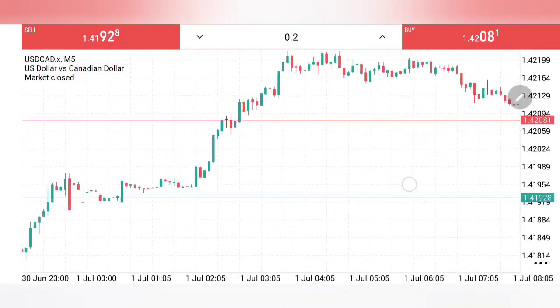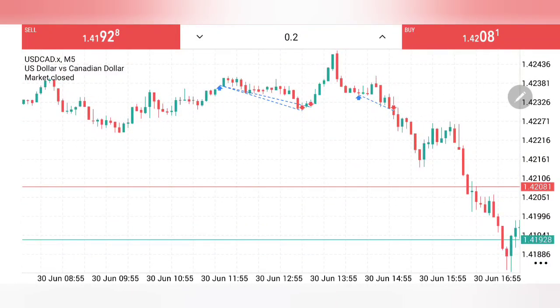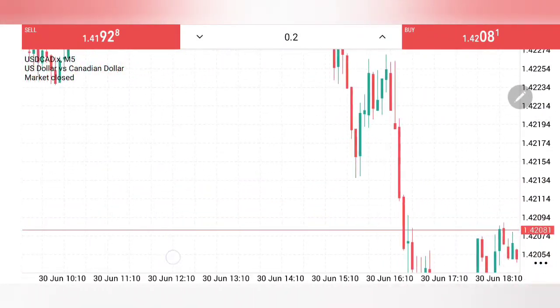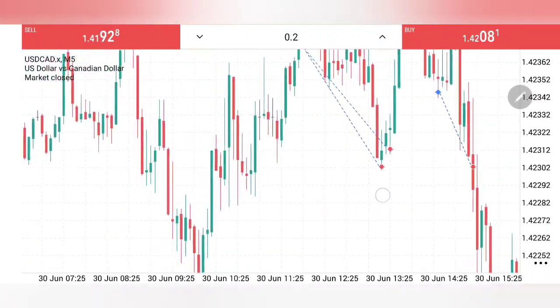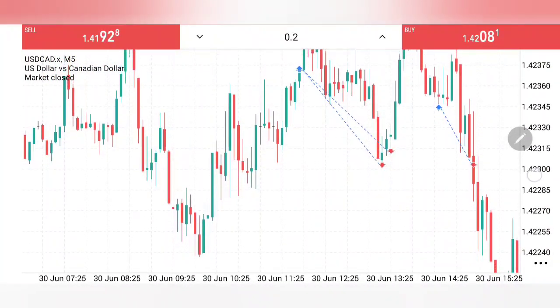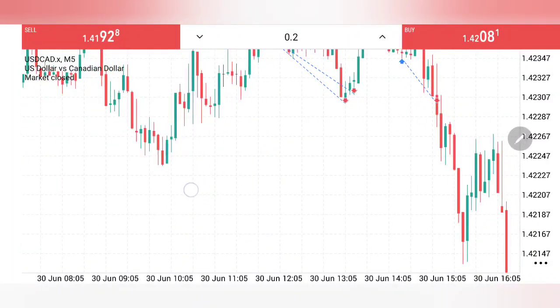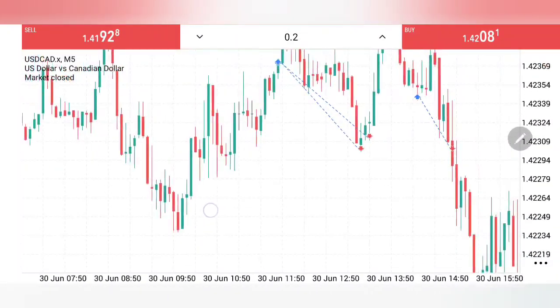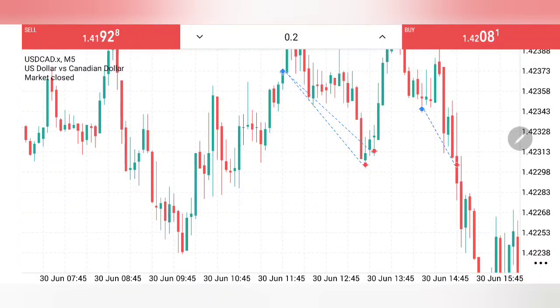Right now this is my account balance, and this is my history for today. You can see this was the first trade, and this was the executions.